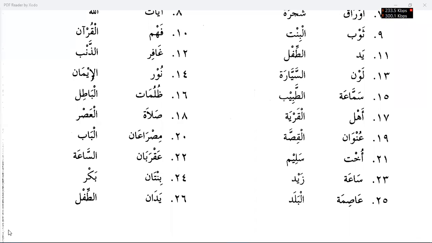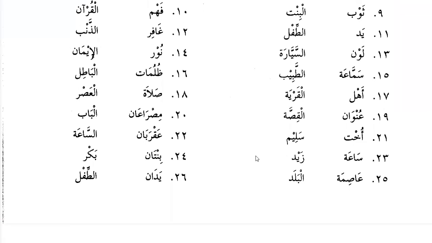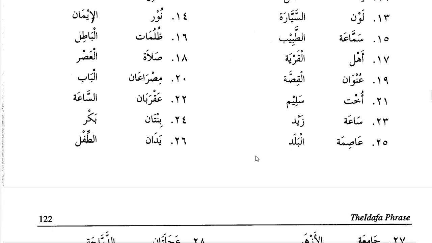Next student, Miss Fawz. What is the next? Ukhtu Salim. Use kasratain also. Akraban sa'at. Akrabas sa'ati. Sa'atun Zaidin. Zaidin. Bintan Bakri. Bintu Bakrin.